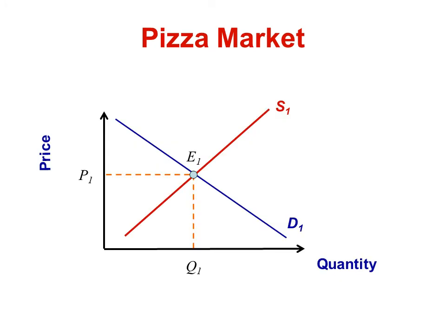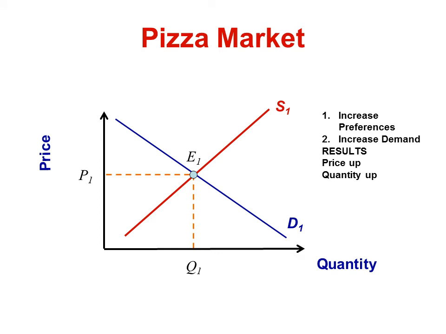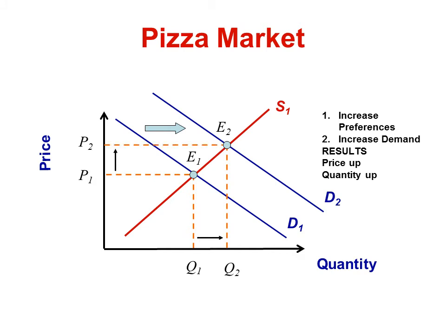Here's the pizza market before the two events. Price 1, quantity 1, at equilibrium 1. Let's analyze each event separately. First, there's an increase in the taste and preference for pizza, one of the non-price determinants of demand. That will shift the demand curve to the right. An increase in demand will ultimately drive up equilibrium price and equilibrium quantity.